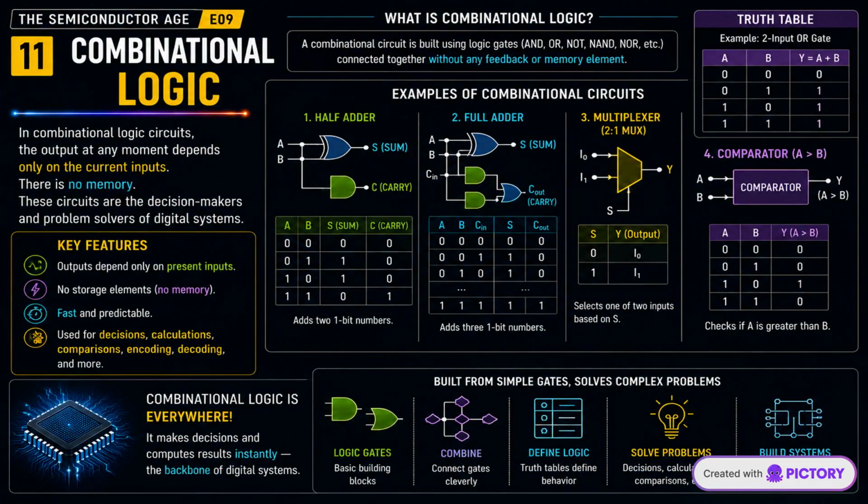In combinational circuits, the output depends only on the inputs at that moment. Adders, multiplexers, decoders, and comparators are examples. There is no memory of the past. The same inputs produce the same outputs.